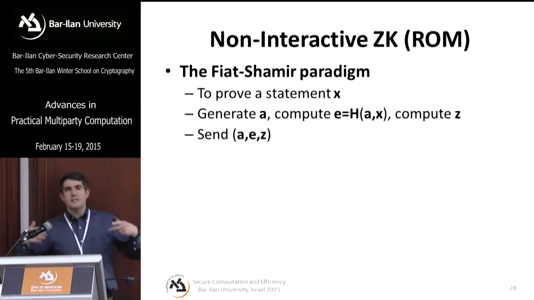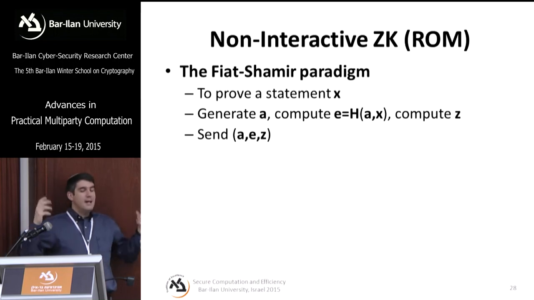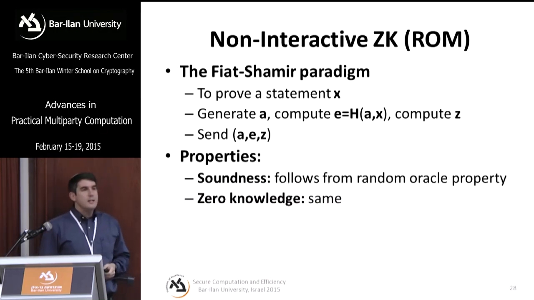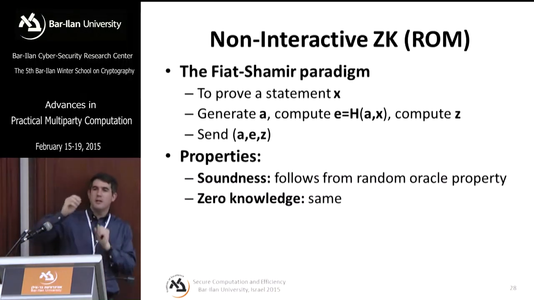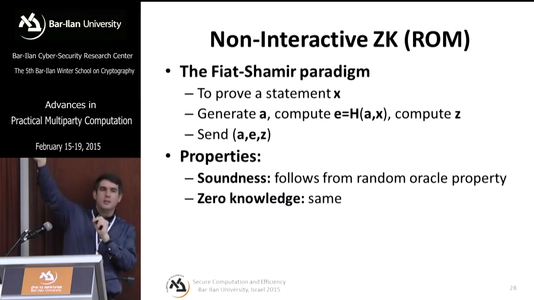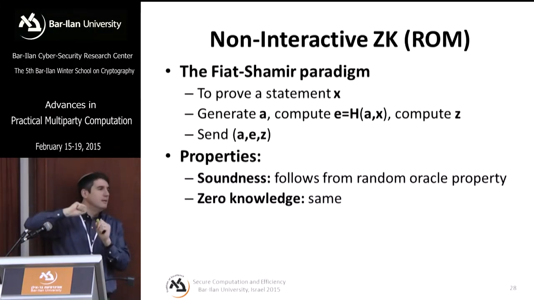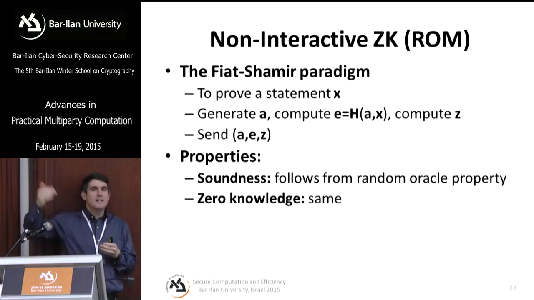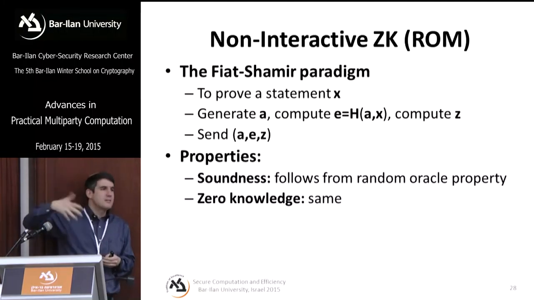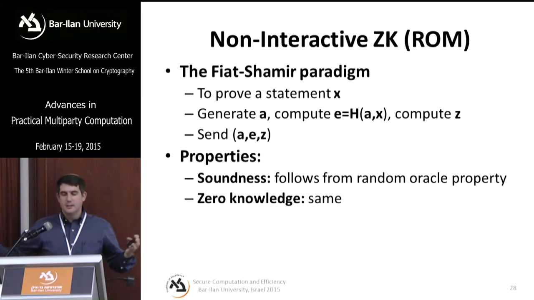The reason why this maintains the security is that, what does it mean to be in a random oracle model? It means that you're interacting with an external random function: you give it A and you get back E. This is exactly the interaction that we were talking about beforehand. Interacting with this external random oracle is exactly the same as interacting with an external verifier. So it's cheating, of course, but it's a heuristic.